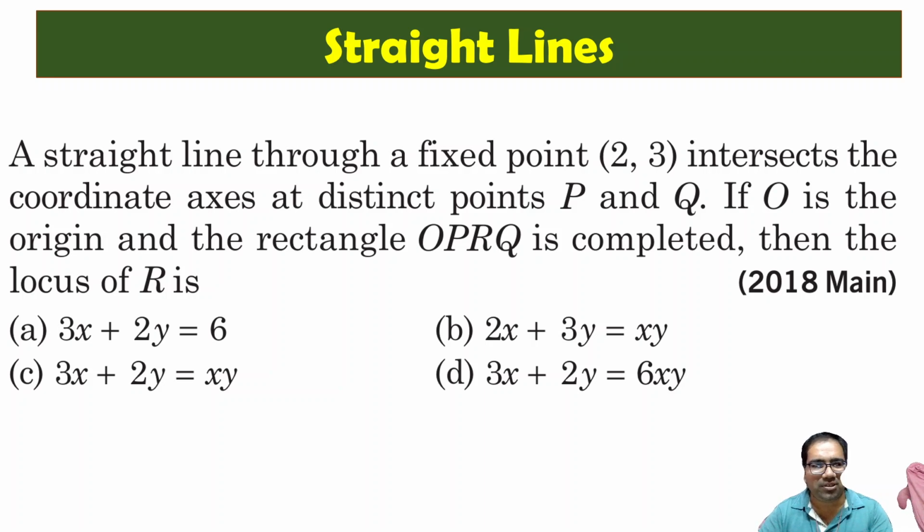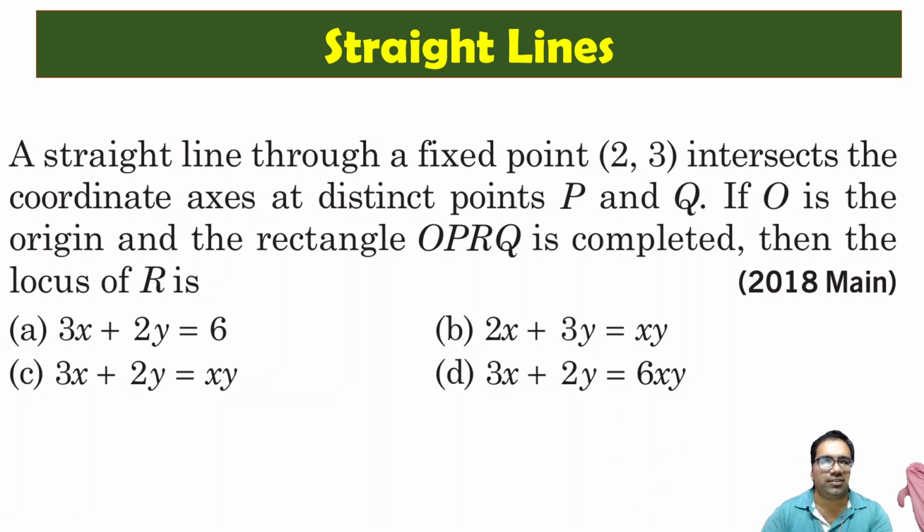R. The first three points are: one is the origin, and P and Q are the intercepts that this line is making. This line is going through one fixed point (2, 3), and it is obviously meeting the x and y axes, and those are the two points. Origin is the third point, and the fourth point is the vertex of this rectangle.